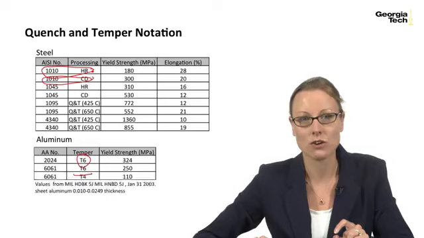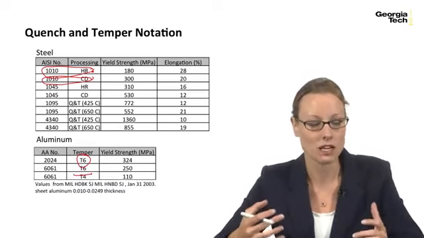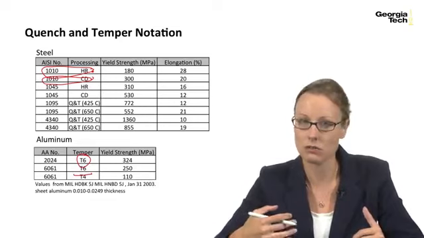All right, so these values came from Mill Handbook 5J, which is a great source.